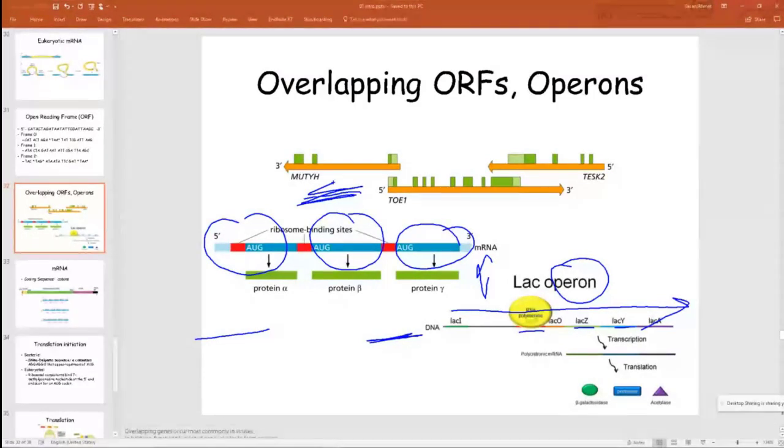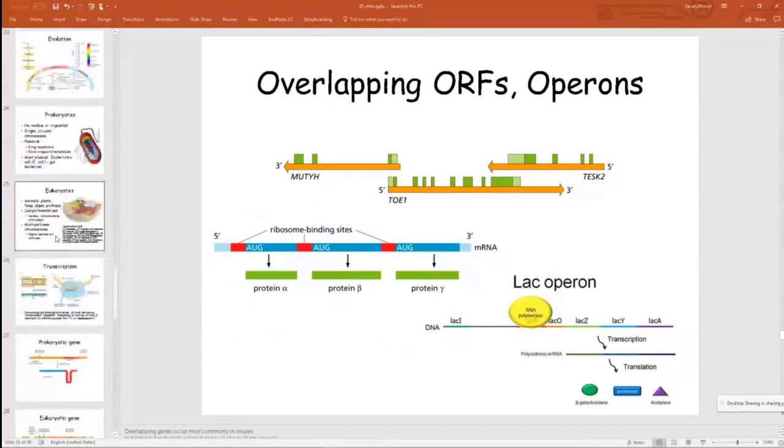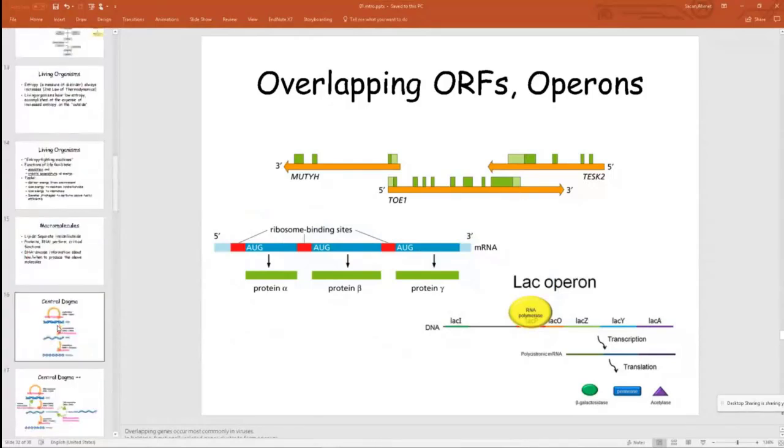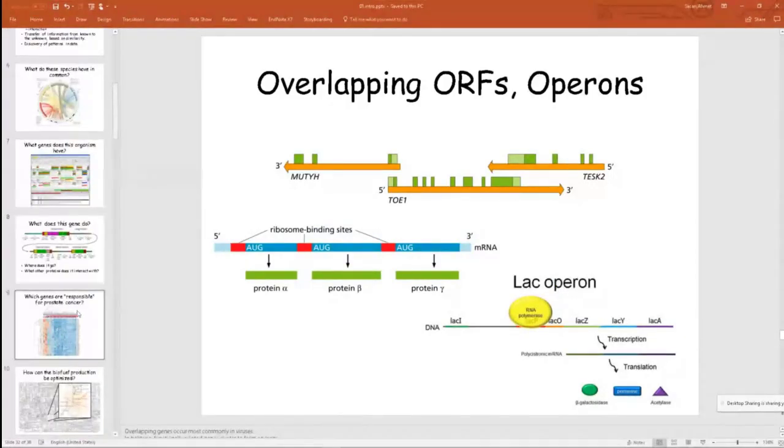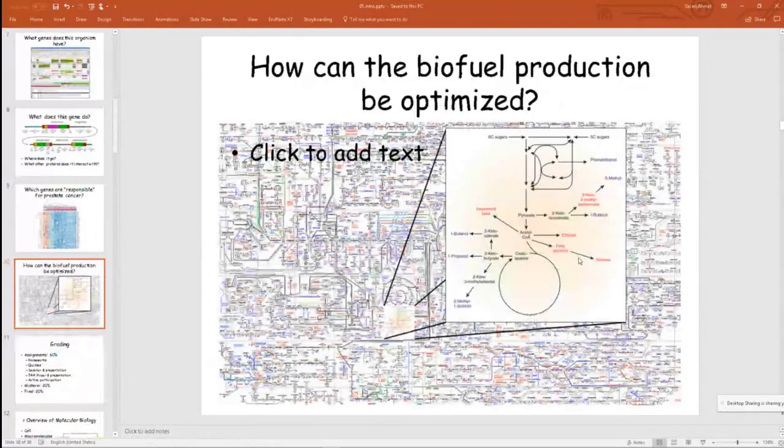Those proteins apply in the same process. Right. So if you look at a pathway, where was my pathway? This one right here.